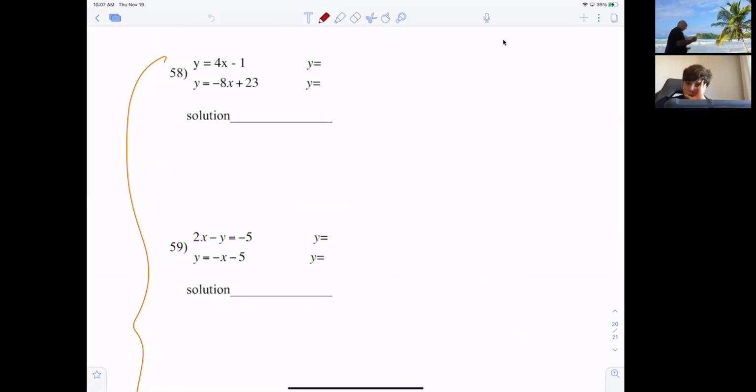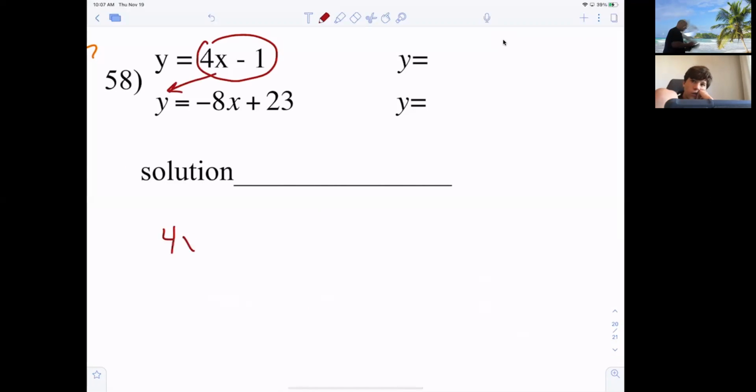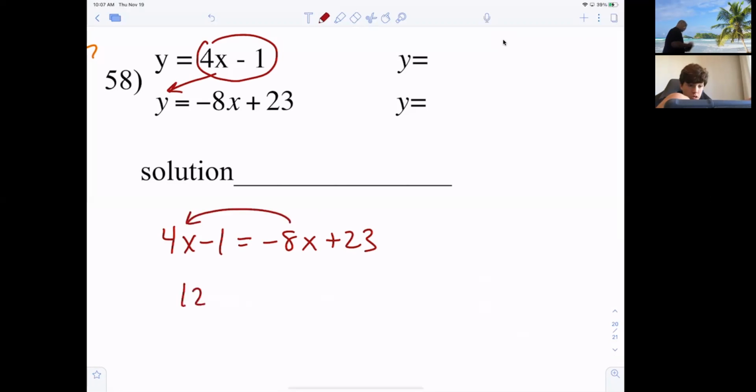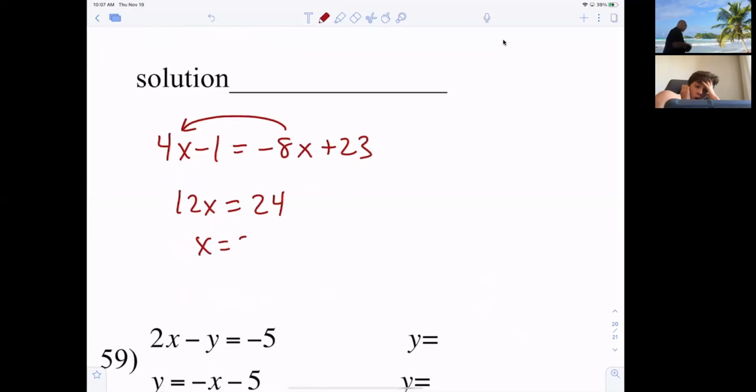Now, this, number one, I would want everyone to say this is just a substitution problem, correct? All right. So we're going to take 4x minus 1, and we're going to plug it in for y. So here we go. 4x minus 1 equals negative 8x plus 23. And then I'm adding 8x, so that's going to give me 12x. I'm going to add 1, that's going to give me 24. So I have x equals 2.